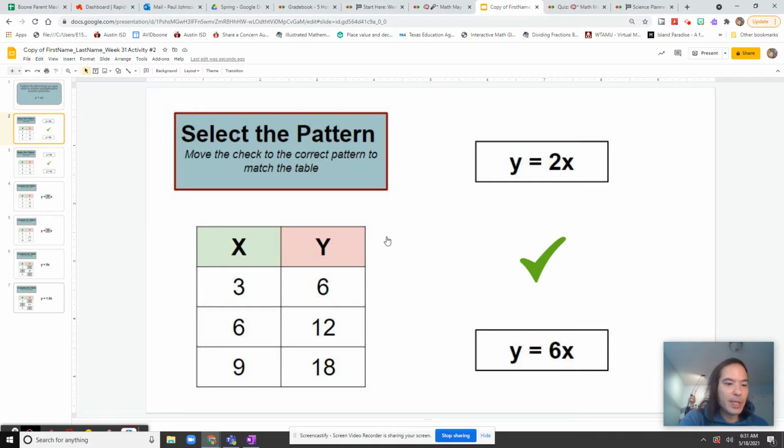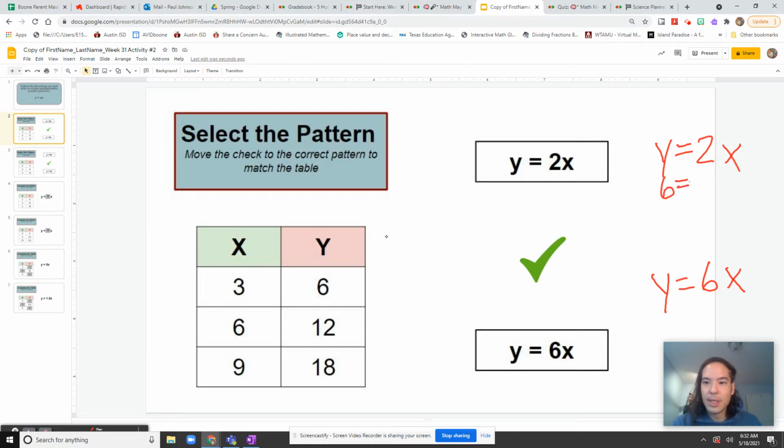All right, so once again, what we're going to do is we're just going to plug our answers into the formula. We are going to take y and replace it with 6 because our y is 6. And then we're going to take our x and replace it with 3 and see if that's true. Is that true? 2 times 3 equals 6? That is true.